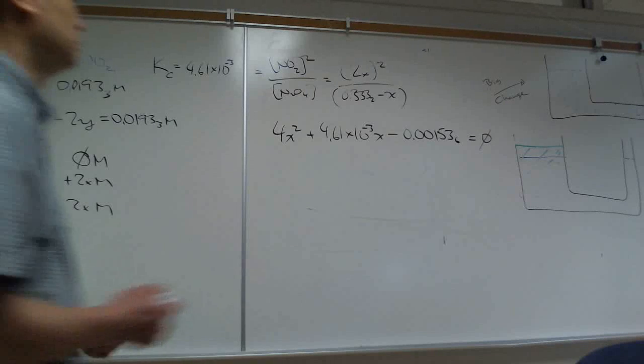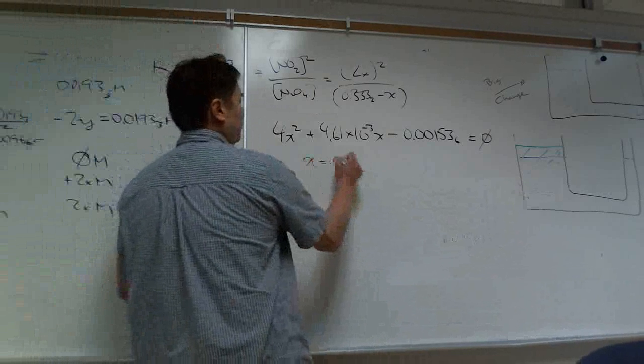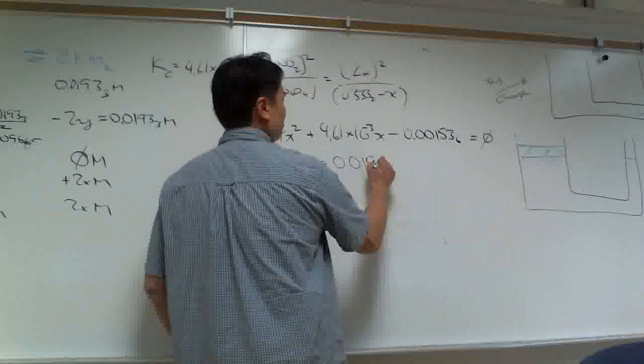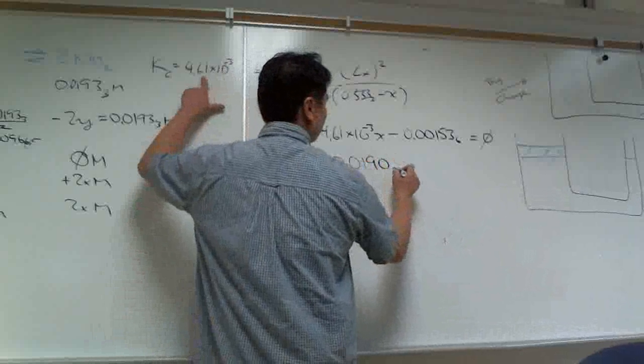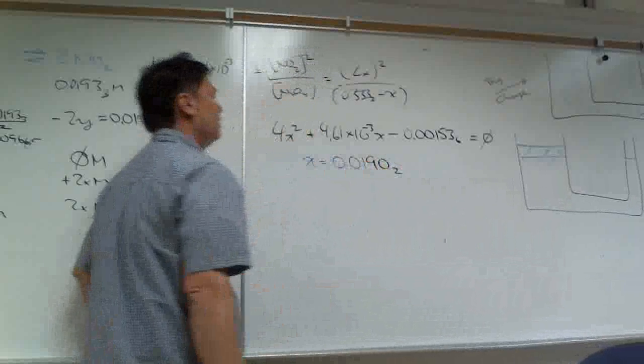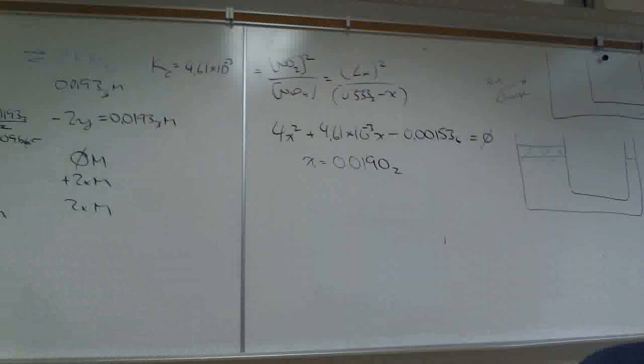0.01902. Okay, here we have 3 sig figs. We're allowed 3 sig figs, so we'll just leave it. 0.01902. Is the change very big? No, not very big. And so let's go ahead and do the calculation.